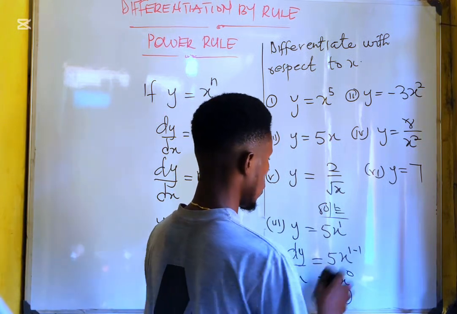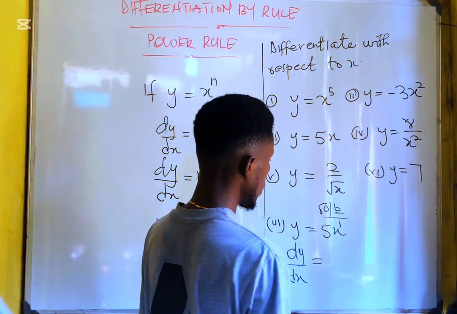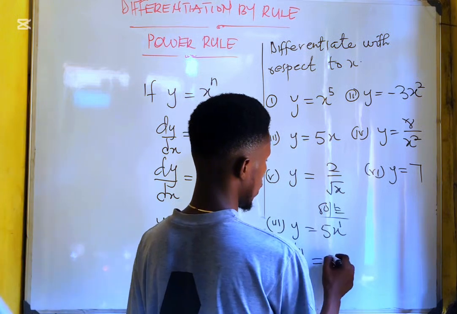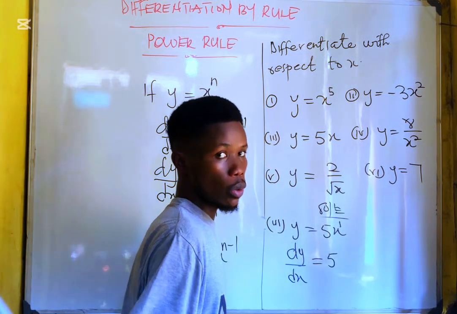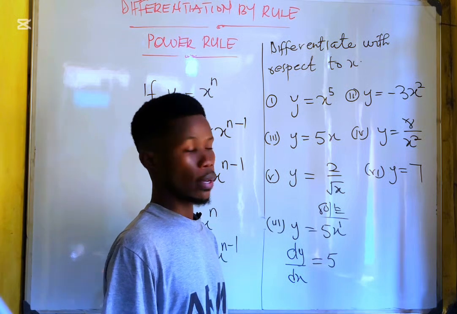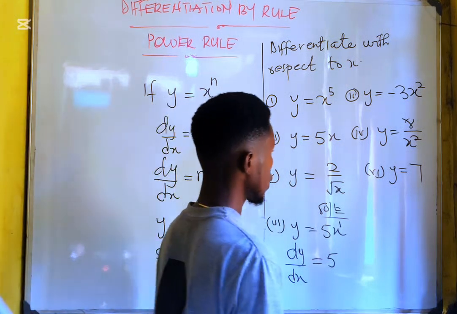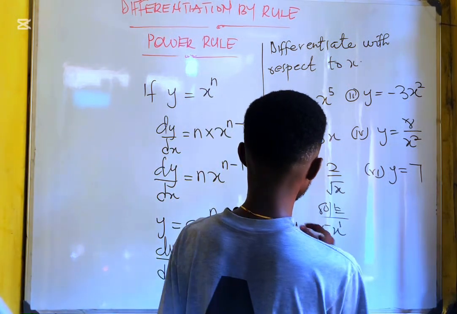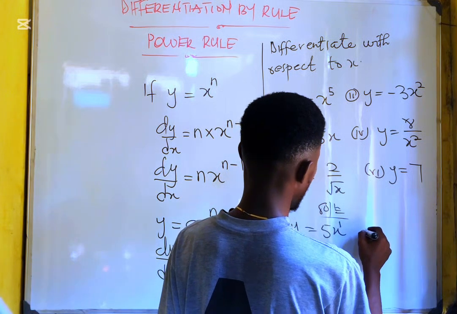So what it means is that if I differentiate this, I'll get what? 5. So if you have 10x, if you differentiate, you have 10. 11x, if you differentiate, you have 11. That's how it is done. Now let's move to the fourth one.